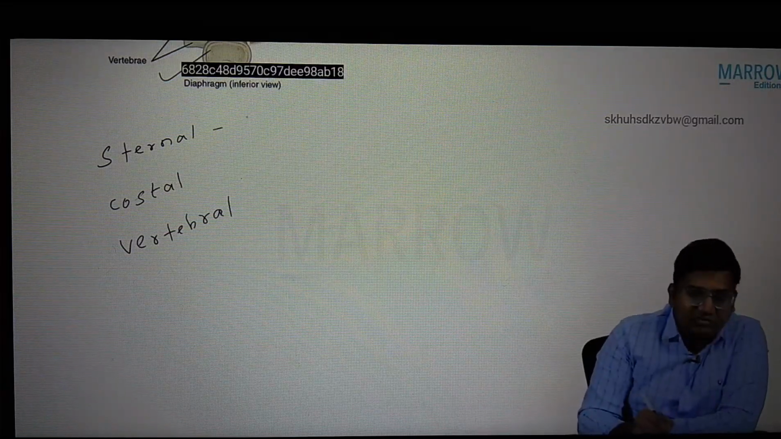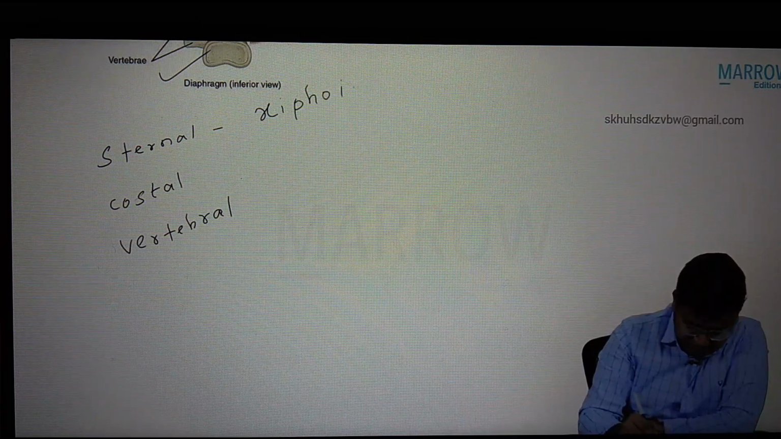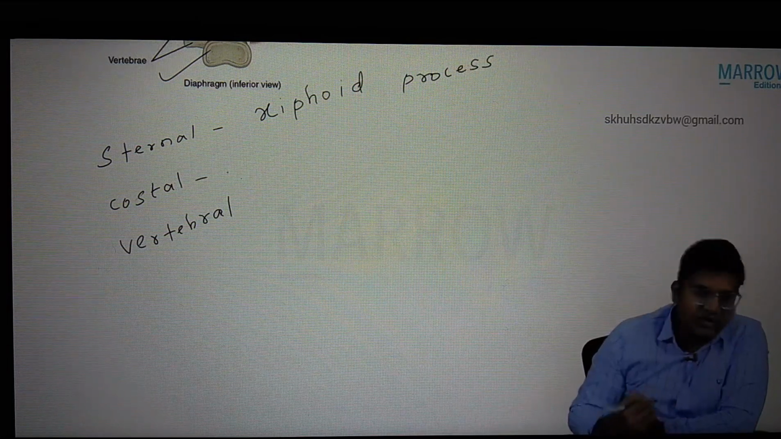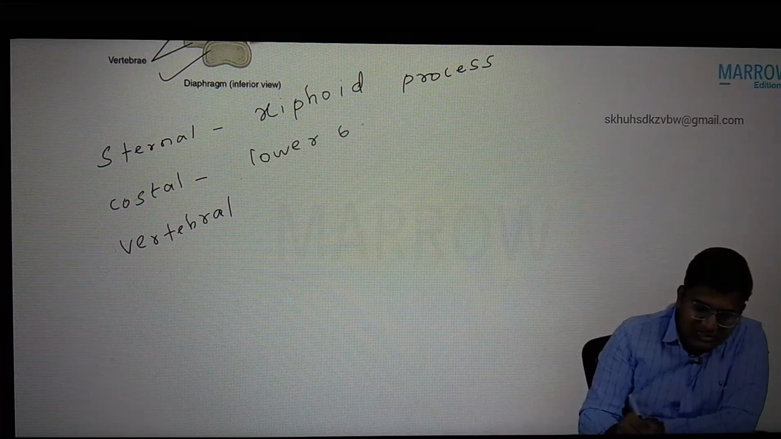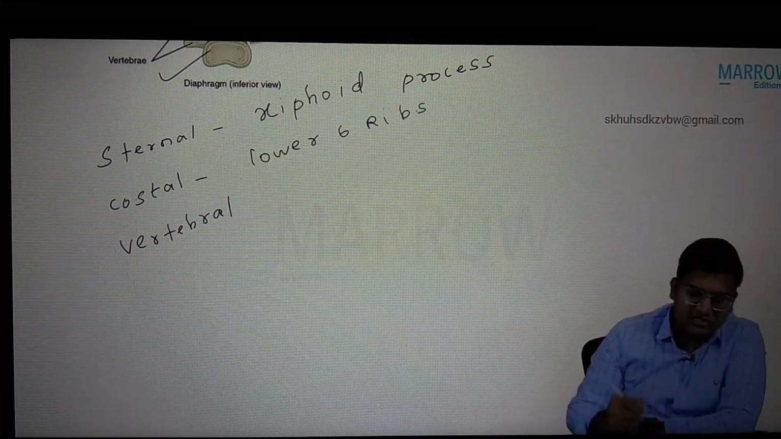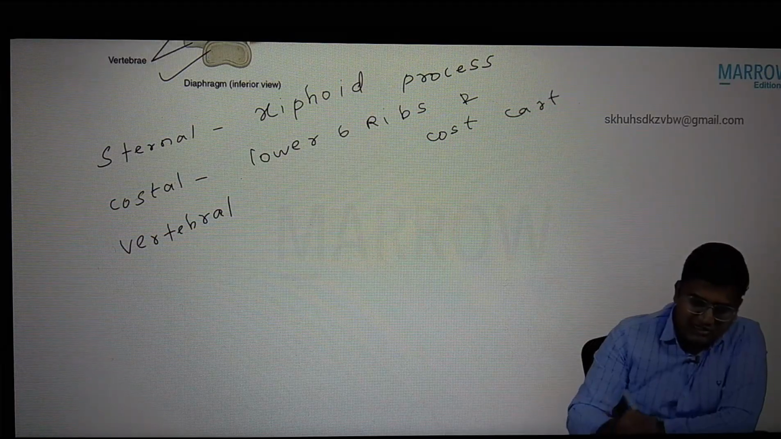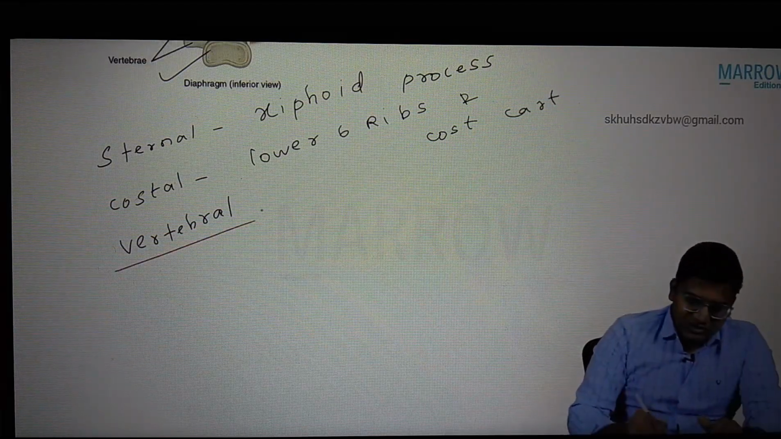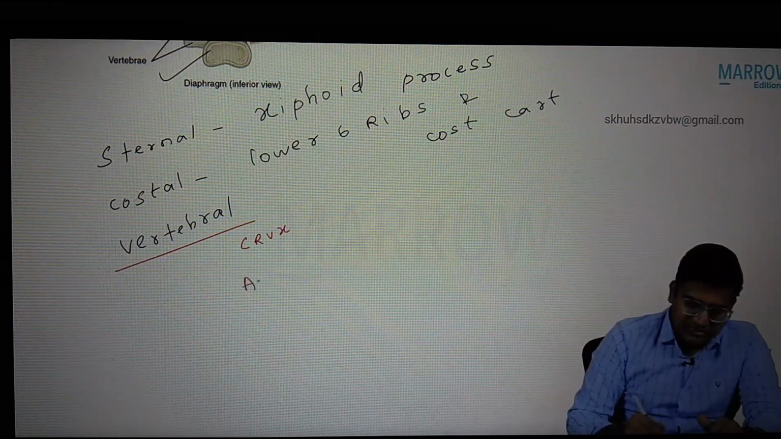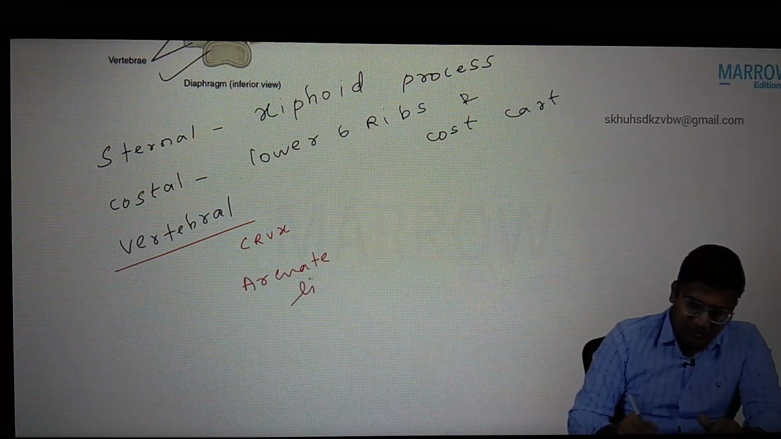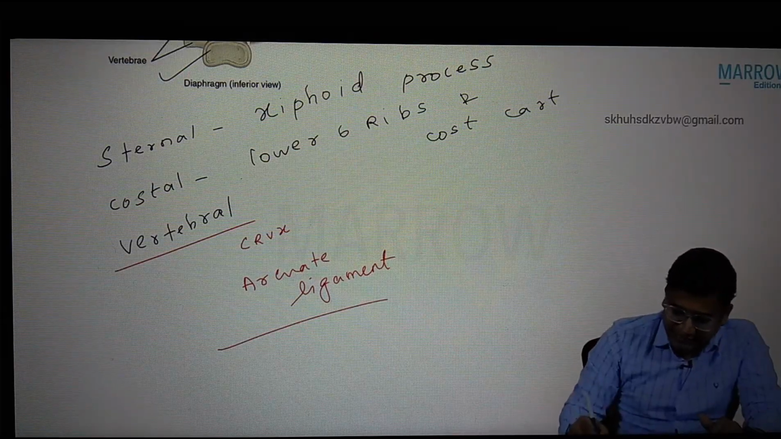Now, sternal origin: the diaphragm is arising from two slips from the xiphoid process. Diaphragm is taking origin from the lower 6 ribs and its costal cartilage. So, vertebral origin, we have the crura and the arcuate ligaments. The crura we will see here in the diagram.